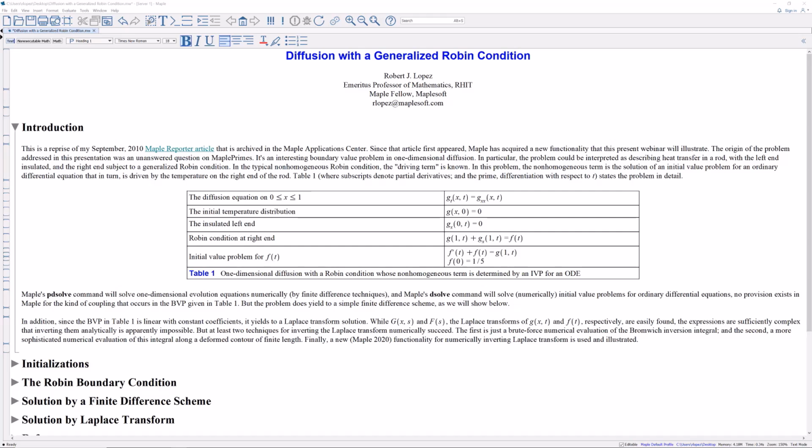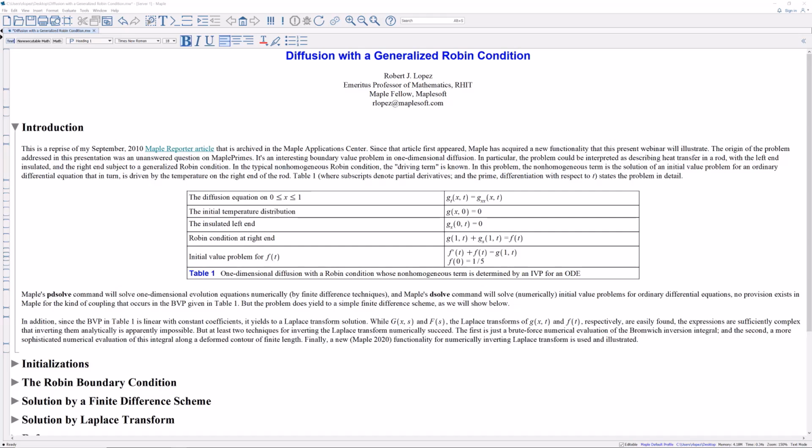In Maple 2020, a built-in functionality for numerically inverting Laplace transforms appeared. After reviewing the work in the Reporter article, I will show how implementing the new numeric inversion tool in Maple validates the earlier approximations I had made.